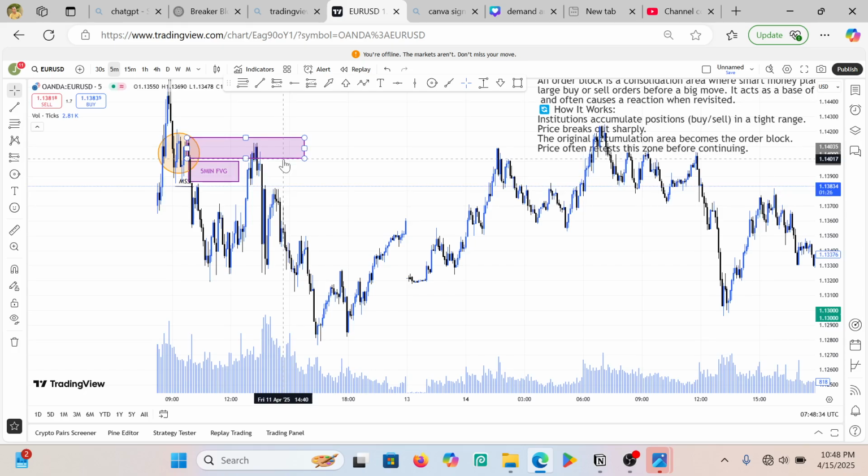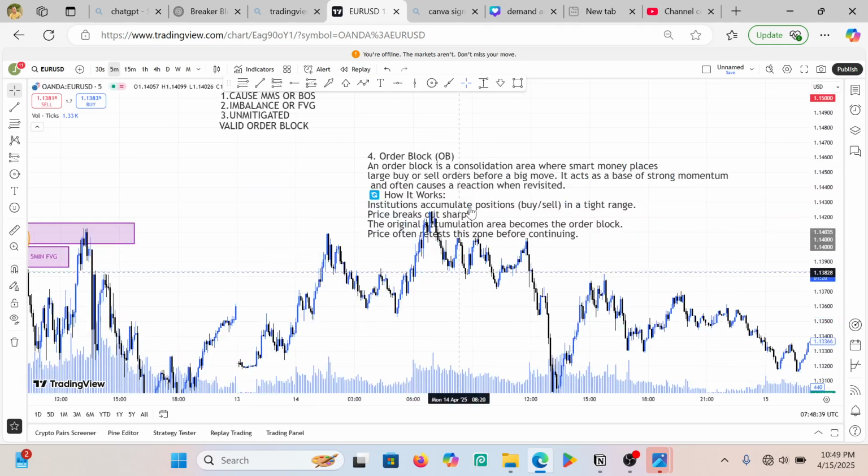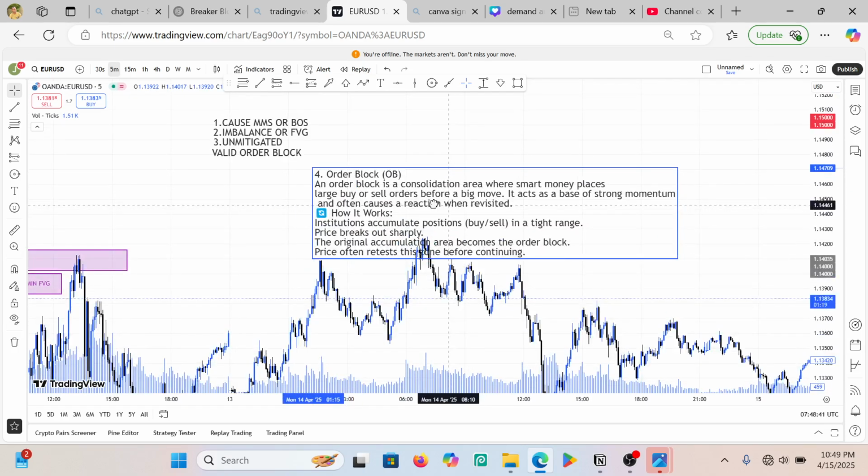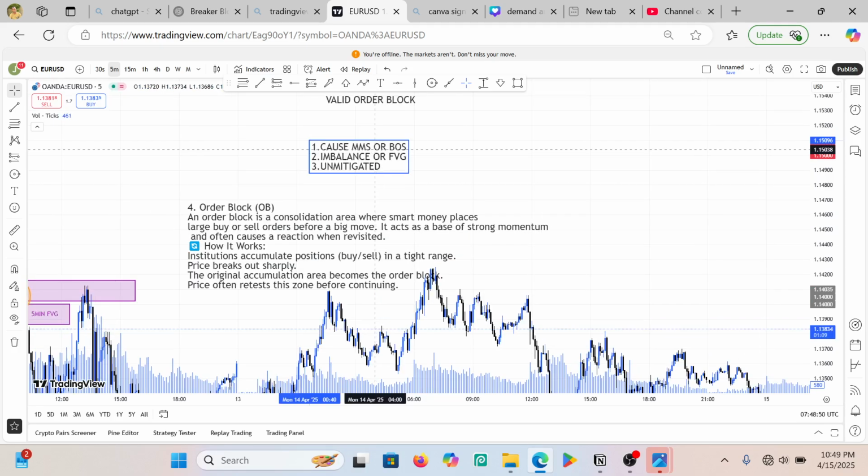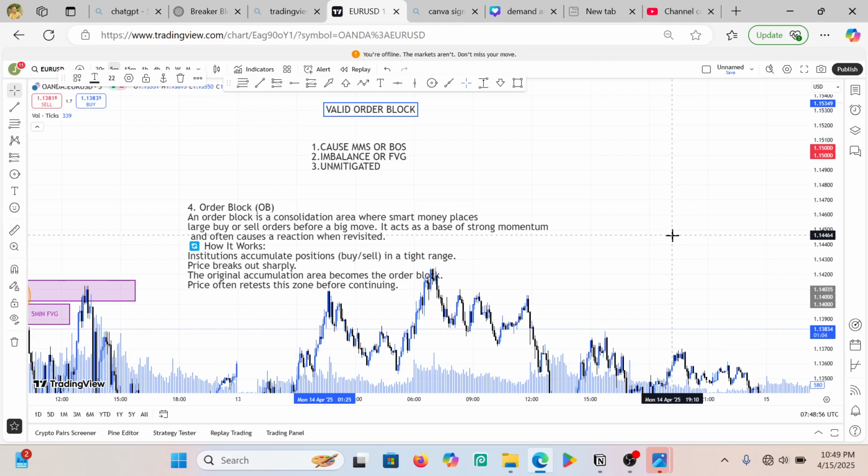So make sure that you have written this down, the confirmation of how you're supposed to identify a valid order block. A valid order block must cause a market structure shift, imbalance, and be unmitigated. And this is a definition of an order block.